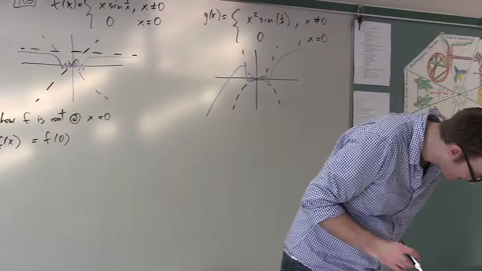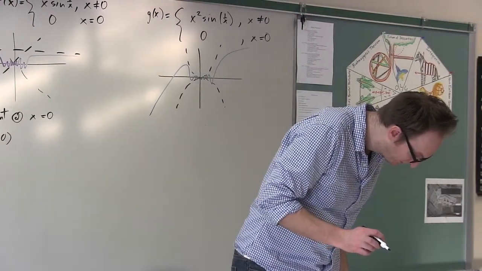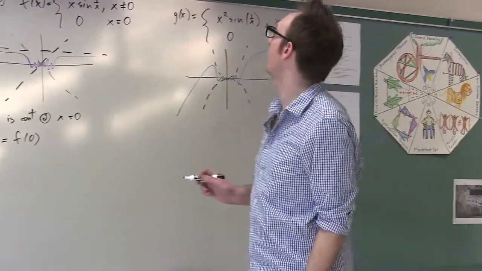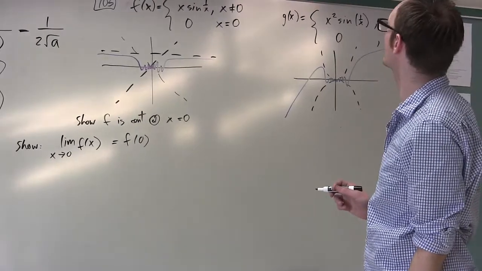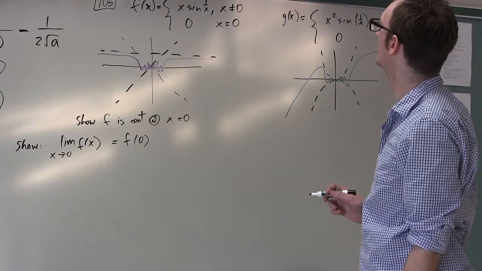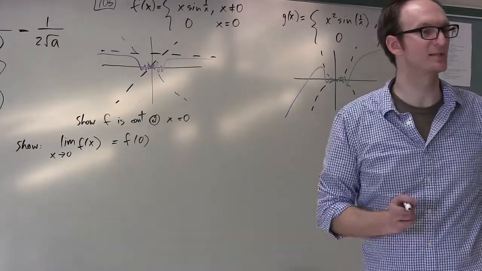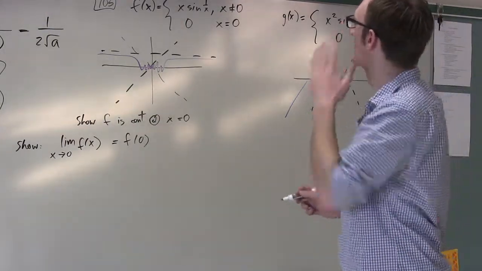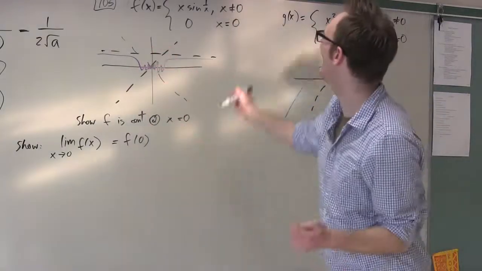Where's that? What's going on here? X sine 1 over x. Oh yeah, so why is this 0? It's just a squeeze theorem situation. Sorry, I blanked out for a second. It's just a squeeze theorem. Yeah, it's just a squeeze theorem.